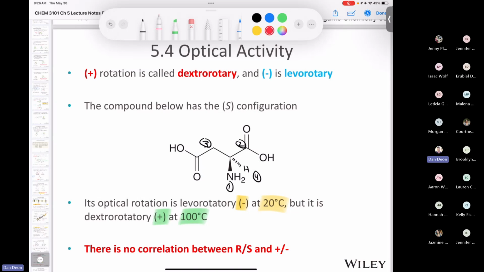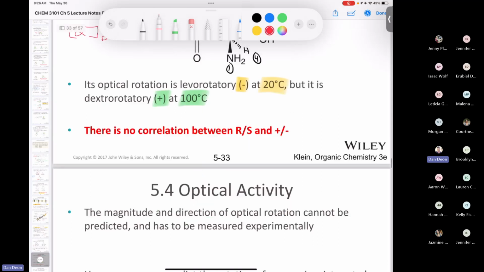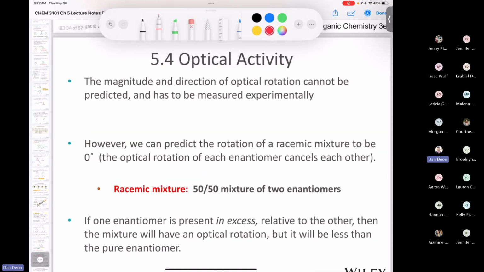So this is why we always record the temperature. When you record the optical rotation alpha, you do it at a specific temperature and with a specific wavelength of light. Again, there's no correlation between R and S and positive and negative, and they also can't be predicted. You can't predict whether the compound is going to rotate plane polarized light in the positive or negative direction. Again, I'm sorry, but that's just the way it is. So how do you get it? The only way you get optical rotation is by doing an experiment. You have to have what's called a polarimeter, and you have to make the solution, which is kind of a pain. Anyhow, but I digress.